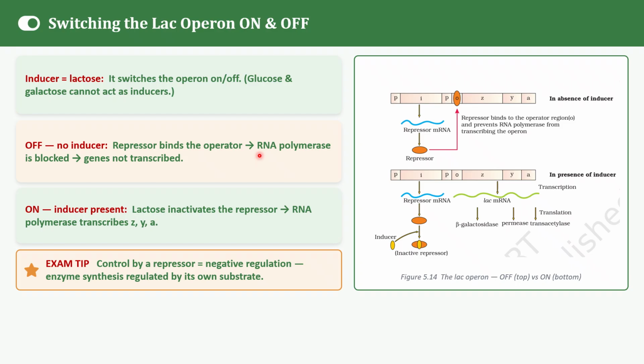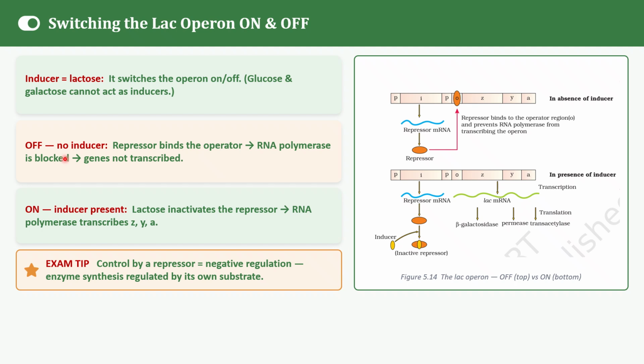So what happens in the on state? The inducer is present. When lactose or allolactose is present, it interacts with the repressor and the repressor becomes inactive, and the repressor cannot block the operator. RNA polymerase can transcribe Z, Y and A. That means the Lac Operon is on. So let's see this in detail. Let's see this off condition.